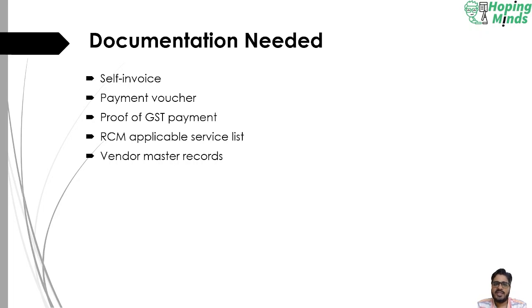Then RCM applicable service list, that is what are the goods and services that are notified by the government on which reverse charge mechanism is applicable and taxes have to be paid under the RCM. Then the vendor master record must contain the details like if the vendor is registered under the forward charge mechanism or under the reverse charge mechanism.